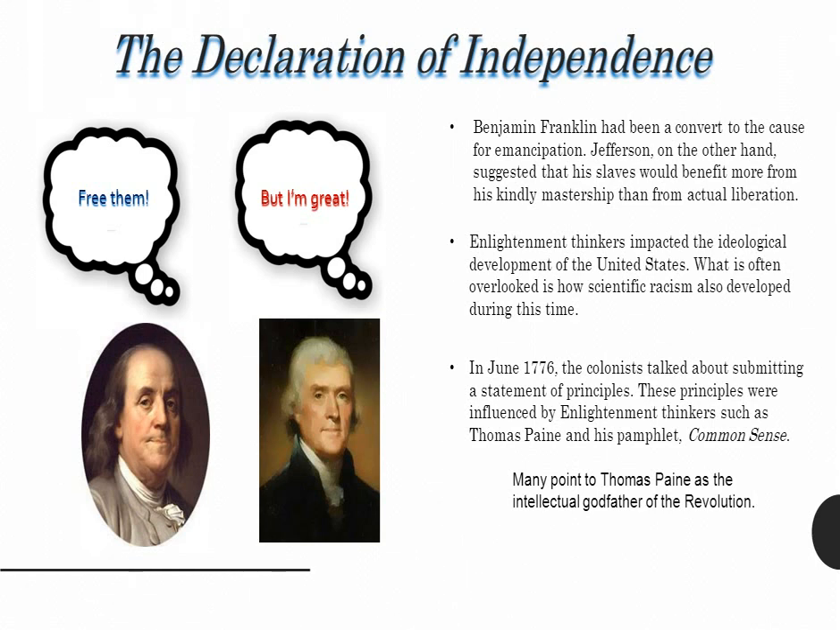What is often overlooked, though, is how scientific racism also developed during this time. Naturalists and philosophers like Carl Linnaeus, Johann Friedrich Blumenbach, Comte de Buffon, and Abbé Raynal began studying humans, grouping them into fixed categories with specific requirements, creating the concept of modern racialization.